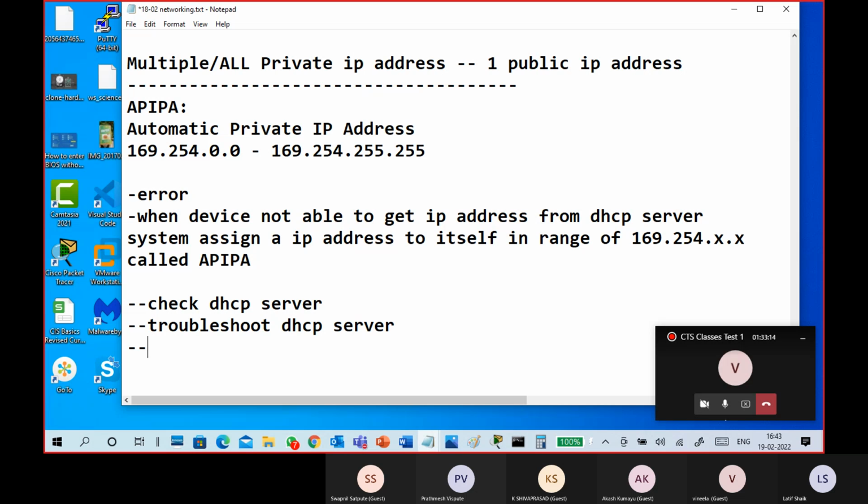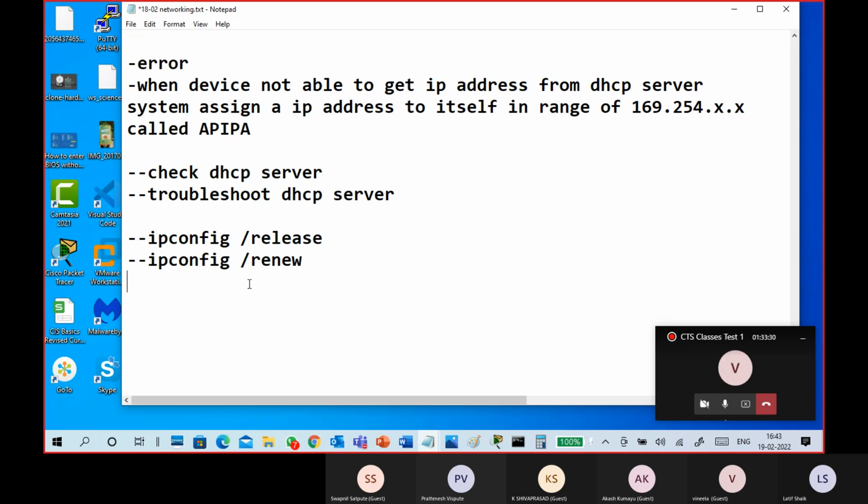If the problem is not solved, use ipconfig /release and ipconfig /renew. Use these commands to solve the problem.